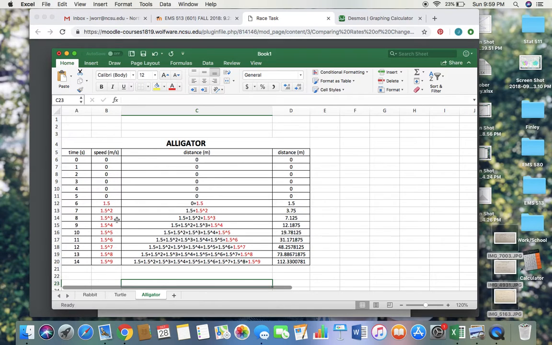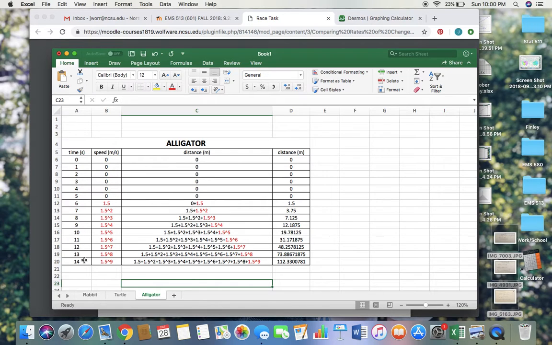And then the next second, he went another factor of 1.5, so we're at 1.5 cubed, and you add that to how far he had previously gone, and you get that he has now gone 7.125 meters. You can see the pattern, and I tried to color code it to kind of notice that you were adding on to these previous terms. And conveniently, he also crosses the finish line between 13 and 14 seconds.